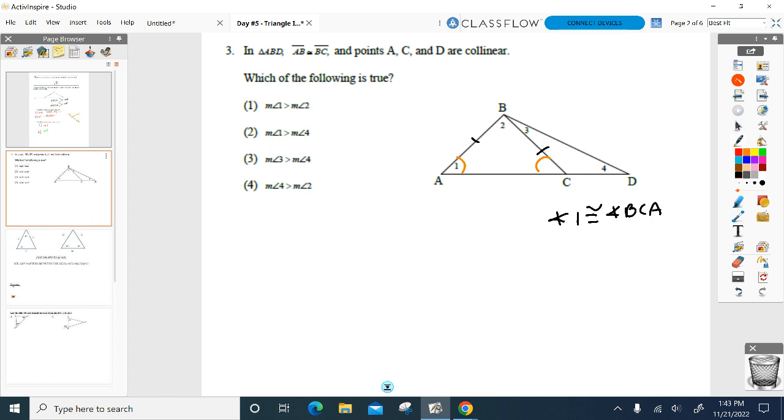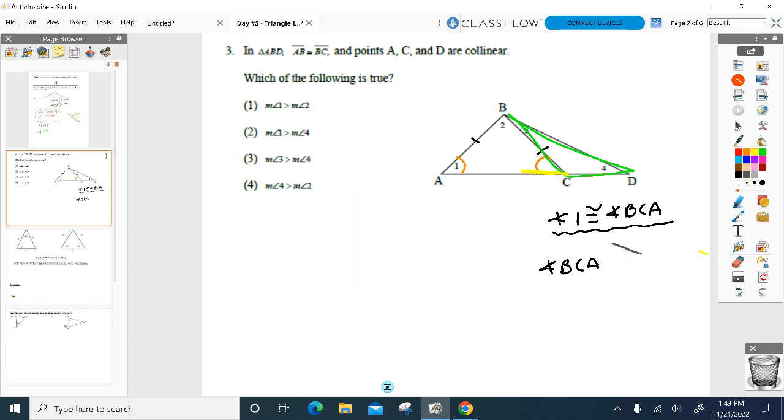Yes, 1, 2, 3, and 4. None of them are exterior angles. But didn't we write something here right away? 1 is congruent to BCA. Anybody notice anything about BCA? Is BCA an exterior angle? Oh, darn right it is. Angle BCA is an exterior angle for triangle BCD. Everyone see it? I'll extend it there for you right here.